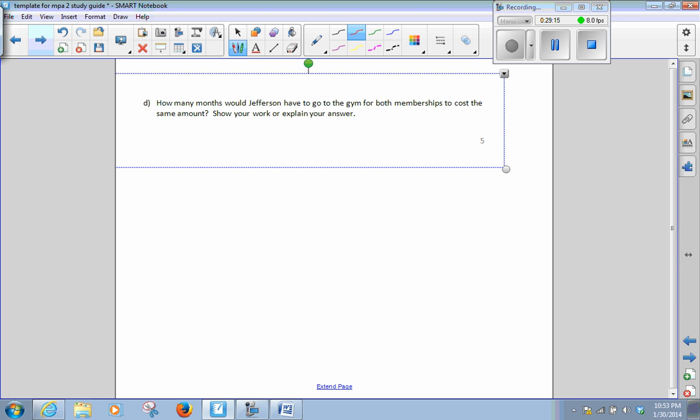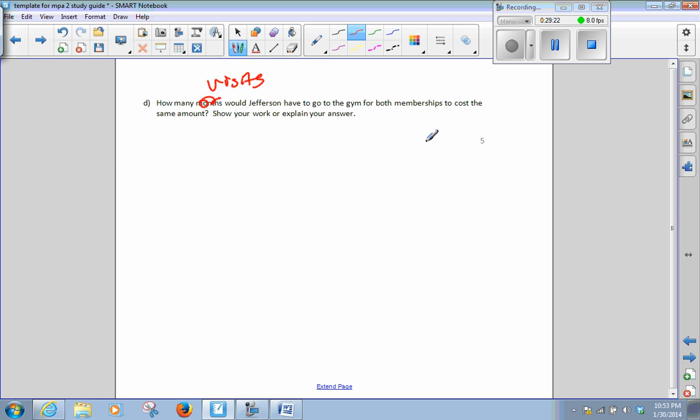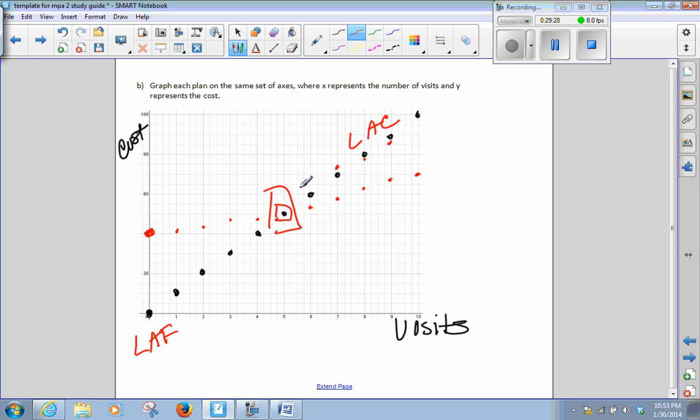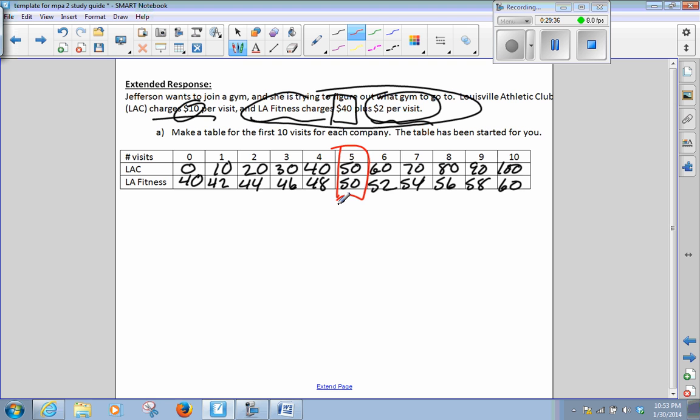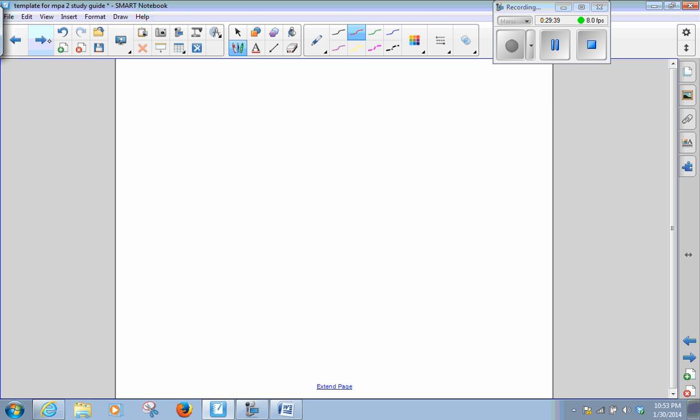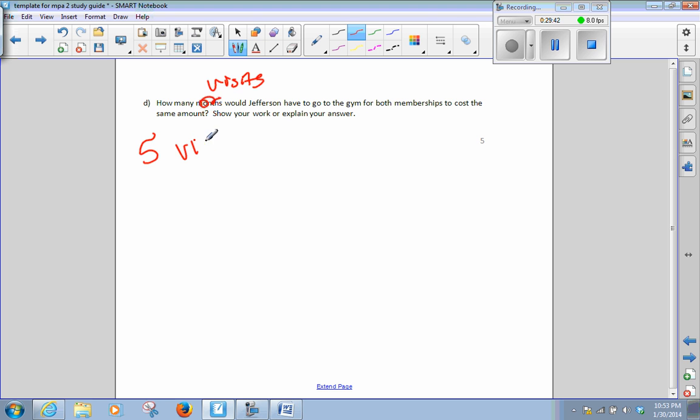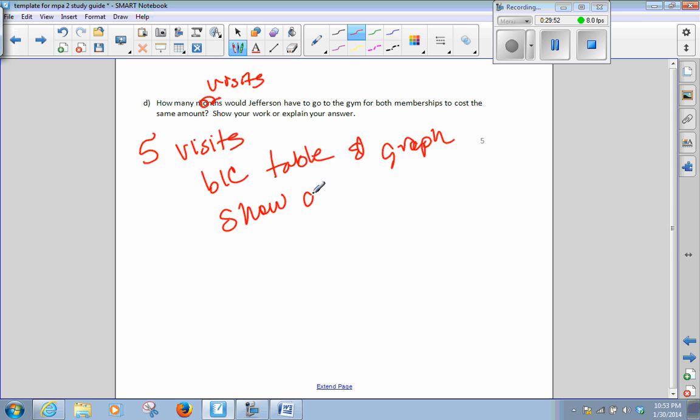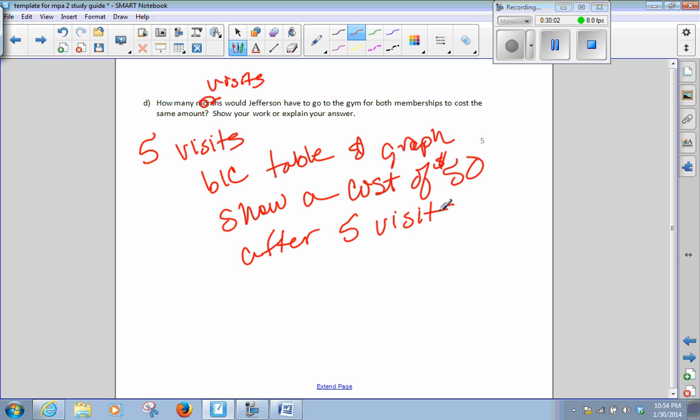Last but not least, it says, in how many months, and this should say visits, would Jefferson have to go to the gym for both memberships to cost the same amount? So you can look 2 different ways. You can look on the graph and see that at 5 visits, they both cost $50. Or you can look on your table and see that at 5 visits, they both cost $50. So for how many visits? You could say 5 visits, because the table and the graph show a cost of $50 after 5 visits for both gyms.